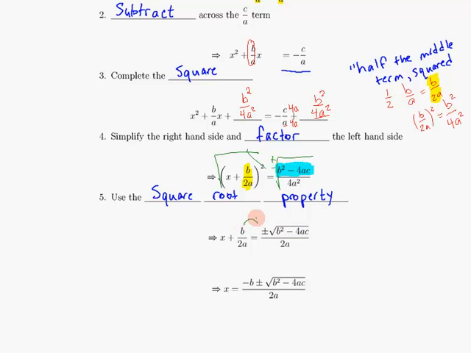Now move the b over 2a to the other side by subtracting it across. You have a common denominator, so you can go ahead and combine those. By subtracting across, it becomes negative, so now you end up with negative b plus or minus the square root of b squared minus 4ac all over 2a. And guess what? There's your quadratic formula, just a result of completing the square.